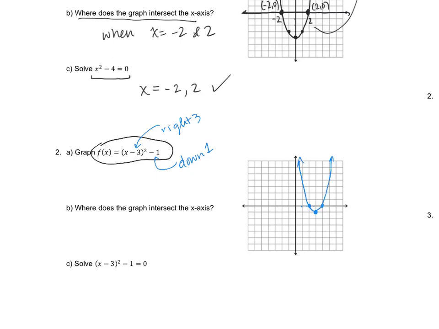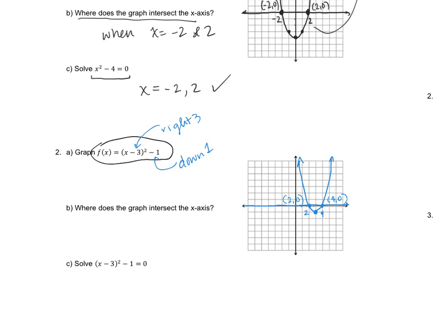So again, when does it cross the x-axis? When is it touching on here? Looks like it's happening at, let's see, this will be a 4 and a 2, not 3. So at (4, 0), and also at (2, 0).